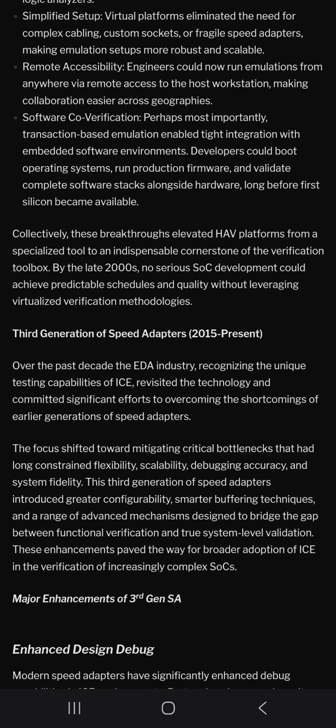The third generation of speed adapters introduced greater configurability, smarter buffering techniques, and a range of advanced mechanisms designed to bridge the gap between functional verification and true system-level validation. This enhancement paved the way for broader adoption of in-circuit emulation, ICE, in the verification of complex SoCs.